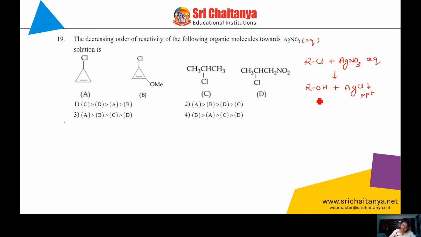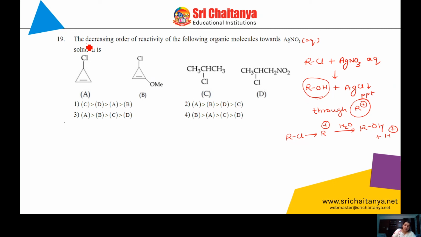This reaction proceeds through an R+ carbocation. RCl converts to R+ and this R+ is attacked by water, finally forming ROH. This is the overall reaction. Now we are asked the decreasing order of reactivity.